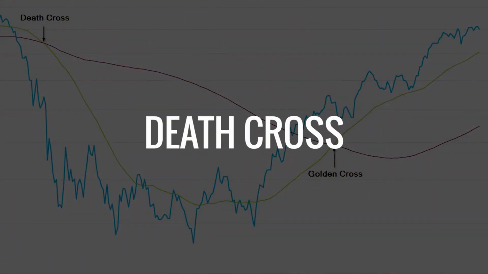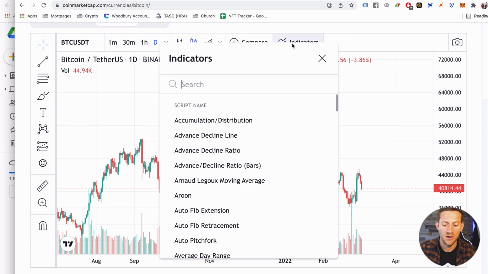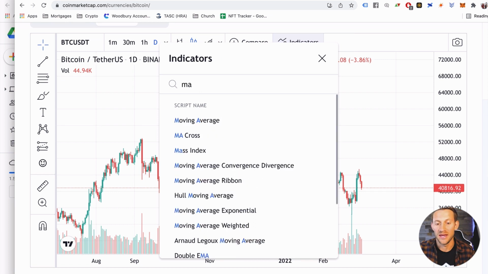The next one that we'll look at is called a death cross. And what this does is it takes an idea of where crypto has gone in the last 50 days, and compares it to how crypto has gone in the last 200 days, and tries to establish a trend. So the way we're going to do that is we're going to click indicators right here, and type in MA. Basically, we're looking at averages for the past 50 days and 200 days, and we're seeing if they're crossing.